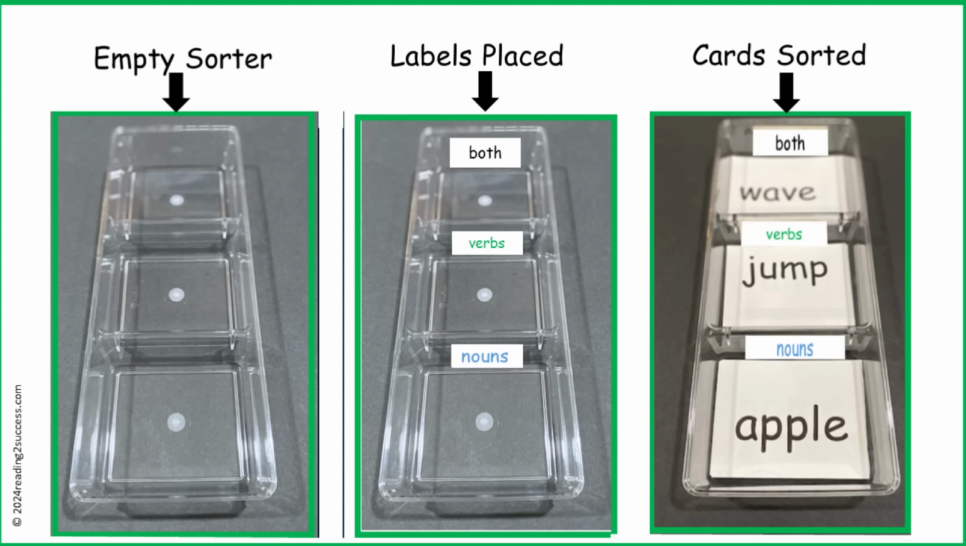I begin with an empty sorting tray. I choose the concept that I want kids to learn. I either have the cards, buy the cards, or print the words on index cards. I place the labels on the back of each sort to direct kids where to place the cards, and then they begin sorting.